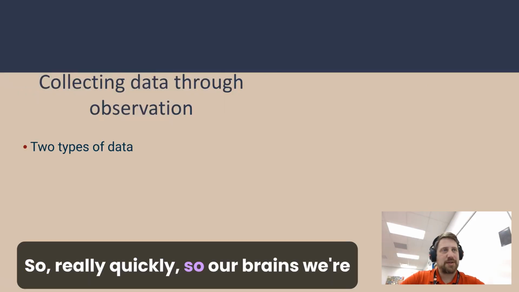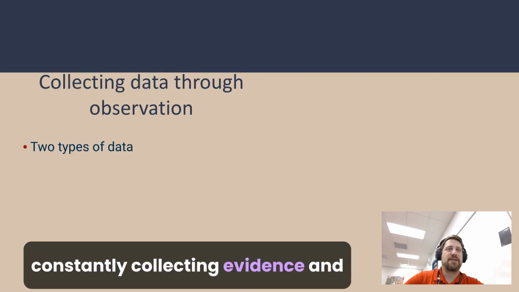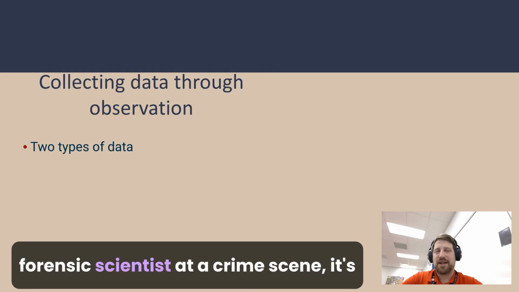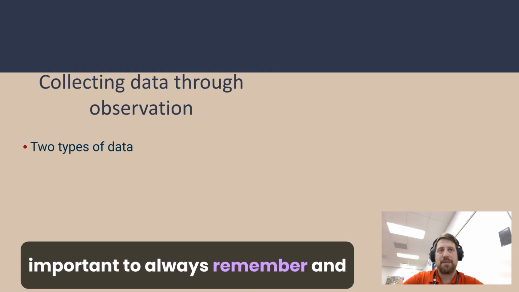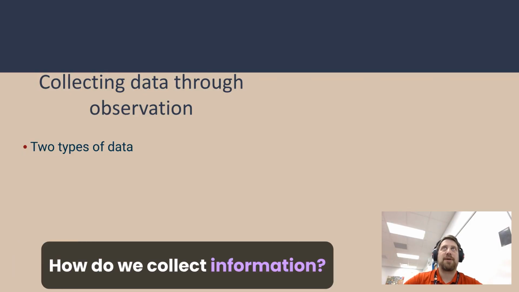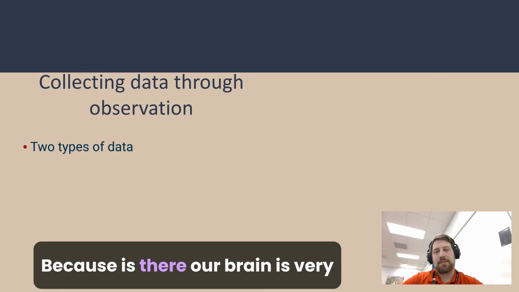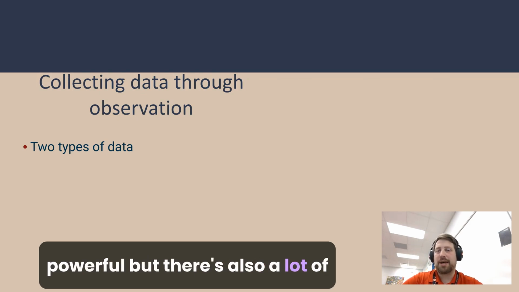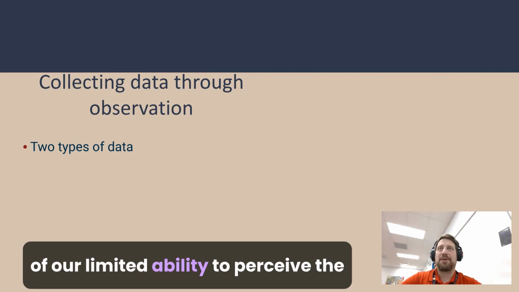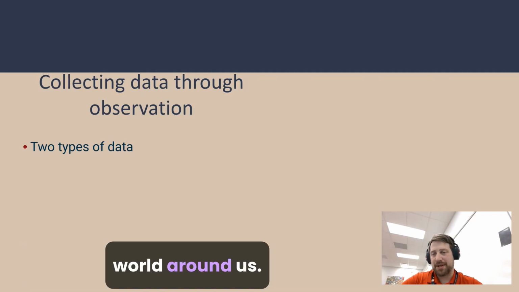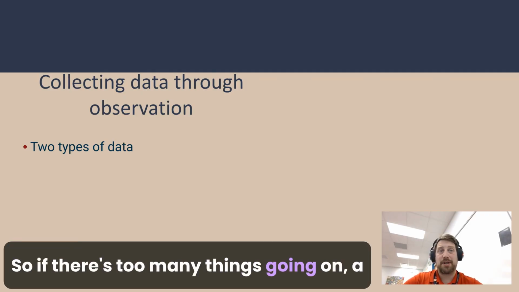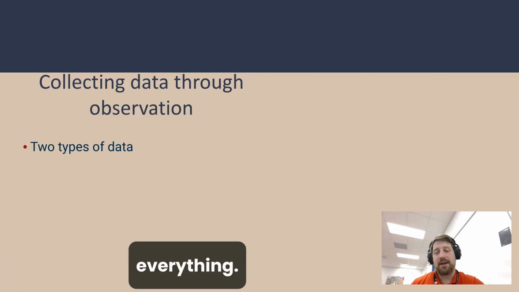So, really quickly, our brains are constantly collecting evidence and constantly observing things. Whether we're an eyewitness or a forensic scientist at a crime scene, it's important to always think about how we process and collect that information. Our brain is very powerful, but there are also a lot of weaknesses that could be a result of our limited ability to perceive the world around us, overstimulation, things like that. If there's too many things going on, a lot of times it's hard to pay attention to everything.